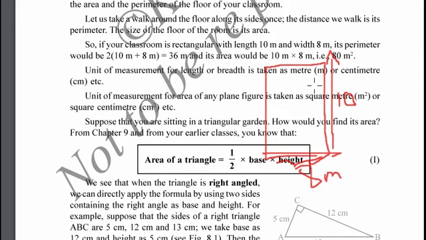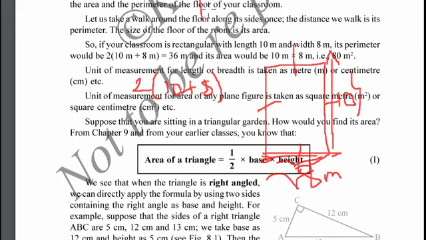The perimeter of this classroom is 2 times 10 plus 8. 10 meter length and 8 meter width. 2 times 10 plus 8. This is one way of calculating the perimeter of the rectangle. What this means is, instead of writing perimeter of all the sides, we are taking the length and the width.